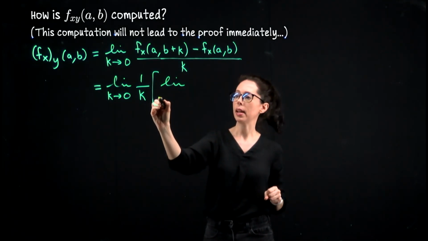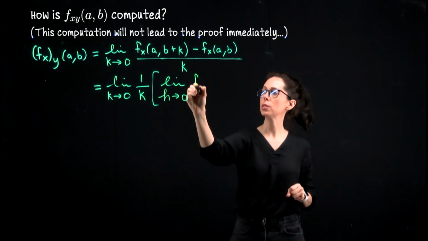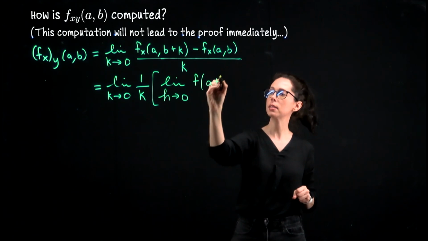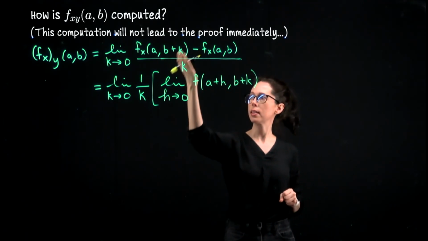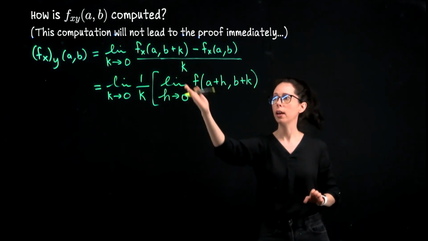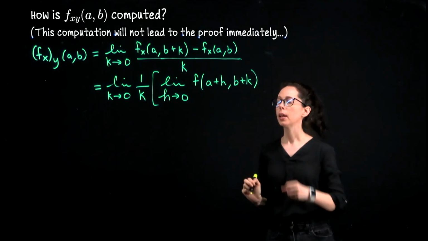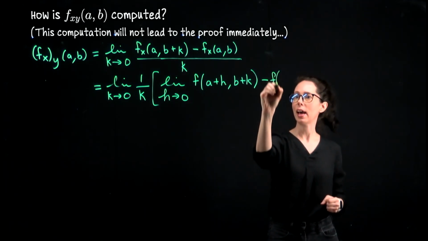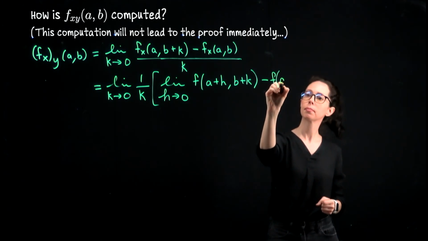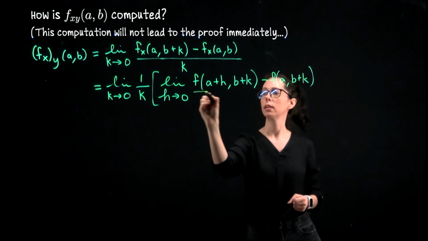So this will be the limit as h goes to 0 of f of a plus h, b plus k. That's taking this input and perturbing in the x-coordinate only, freezing the y-coordinate as it's written in this first term in the numerator. So that minus where we started, f at a, b plus k, all over h.